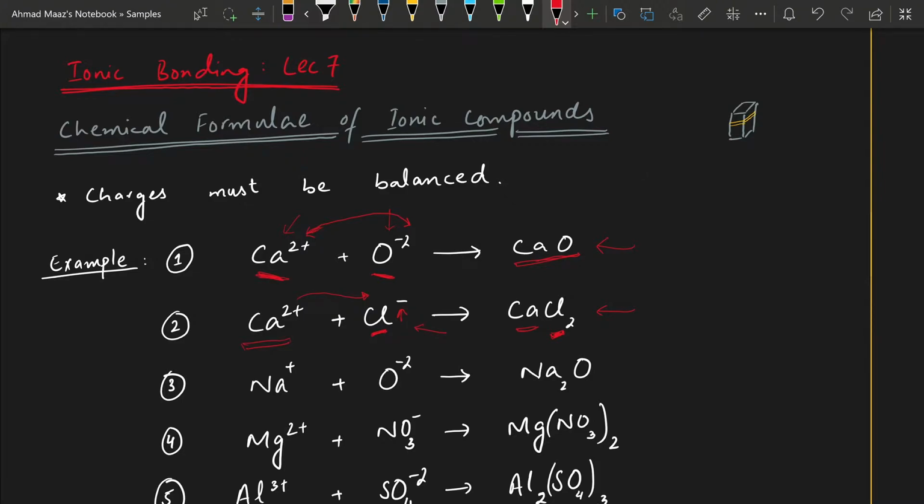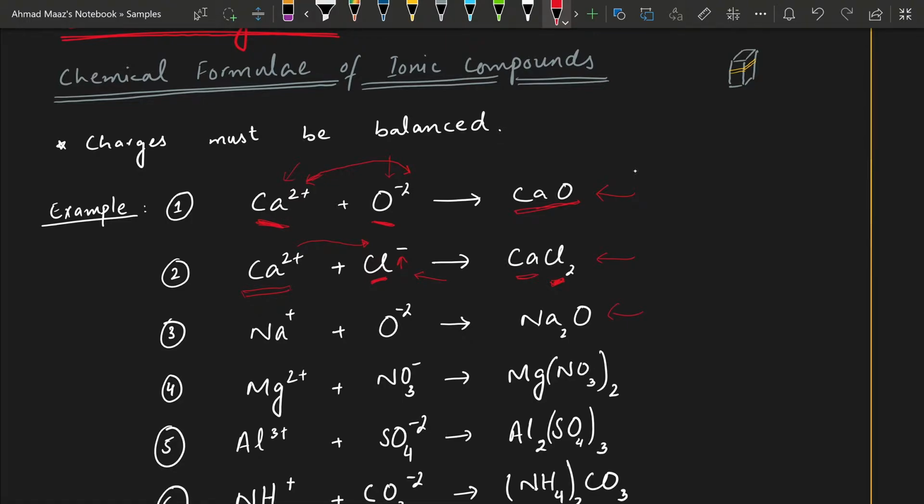Similarly, in the third example, there is a sodium ion and an oxide ion. Sodium ion can donate only one electron, whereas the oxide ion needs to accept two electrons. So there must be two sodium ions. The two sodium ions will donate one electron each, and those two electrons, a total of two electrons, will be accepted by the oxide ion. So that is why Na2O is formed. In the previous case, the second example, there must be two chloride ions.